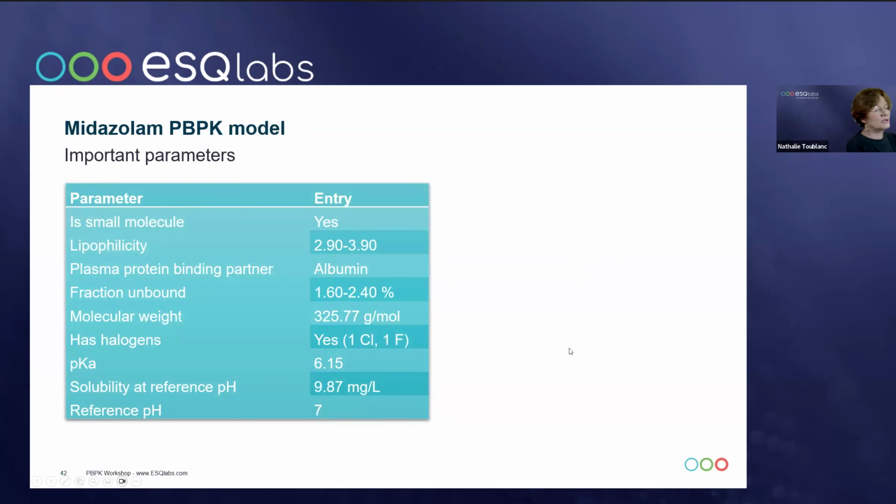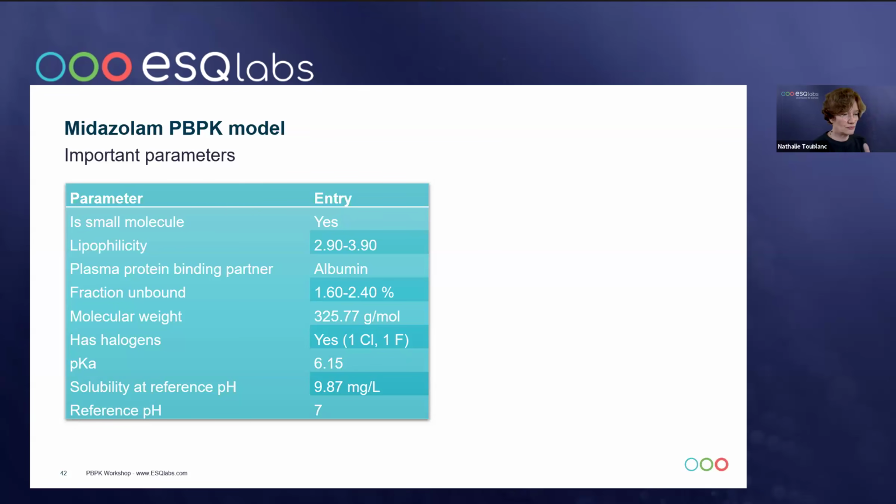An important parameter for us to input into the software is that it's a small molecule. It's not a biologic, and it says yes, and you will see when we do the enzyme that there is one place where you need to say whether it's a small molecule or not. We can see that the lipophilicity is quite high. It's between 2.9 and 3.9, so we've got a range of values, and it binds quite heavily to albumin because the fraction unbound is pretty low. And here again, we've got a range of fraction unbound, ranging between 1.6 and 2.4%. So very low fraction unbound, which is something important to remember.